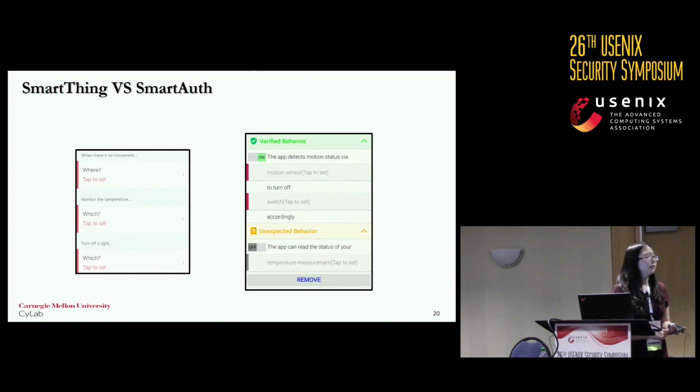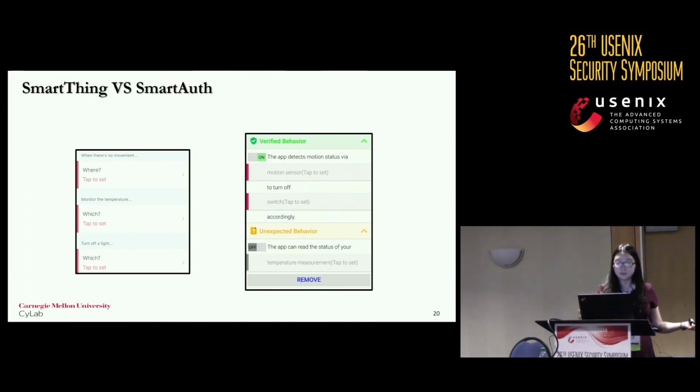For a recap, this is a back-to-back comparison of the SmartThings interface and the SmartAuth interface. You can tell that the SmartThings interface will not really tell the user. They'll just list all the things here. But the SmartAuth interface will be able to tell the user what the unexpected behaviors are.